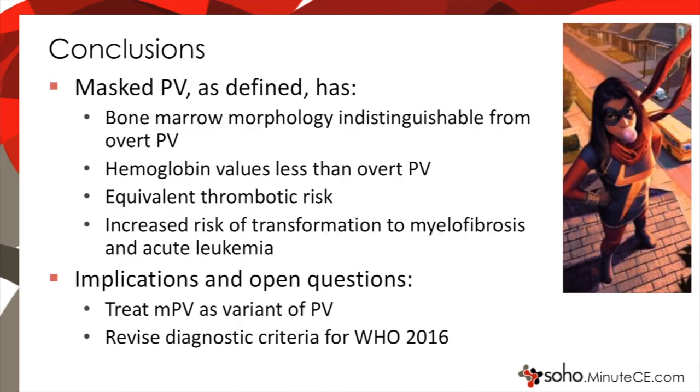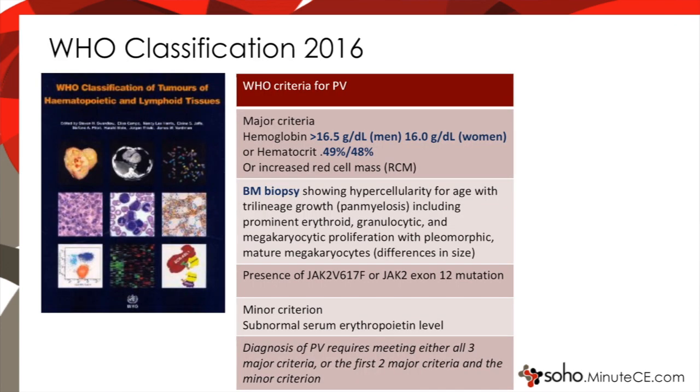So masked PV should probably be treated as a variant of polycythemia vera, including phlebotomy and cytoreduction together with aspirin as indicated, but perhaps this lack of clarity in diagnosing some of these patients could be solved with revision of the diagnostic criteria. And in fact, that's what happened.